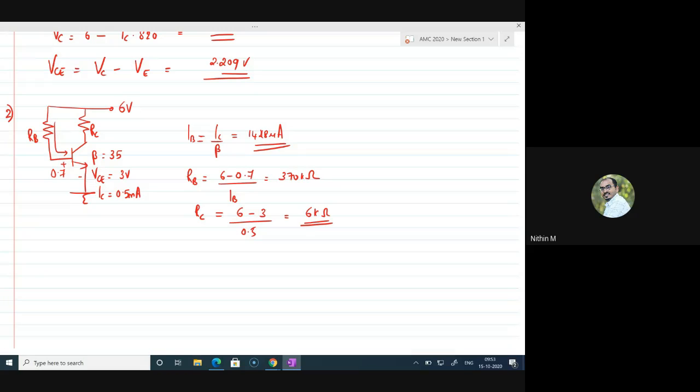Now we should be careful about the polarity when we do this with NPN and PNP BJTs. That's all, right? So today's class I am winding up here. We'll continue from the operation of BJT from tomorrow.